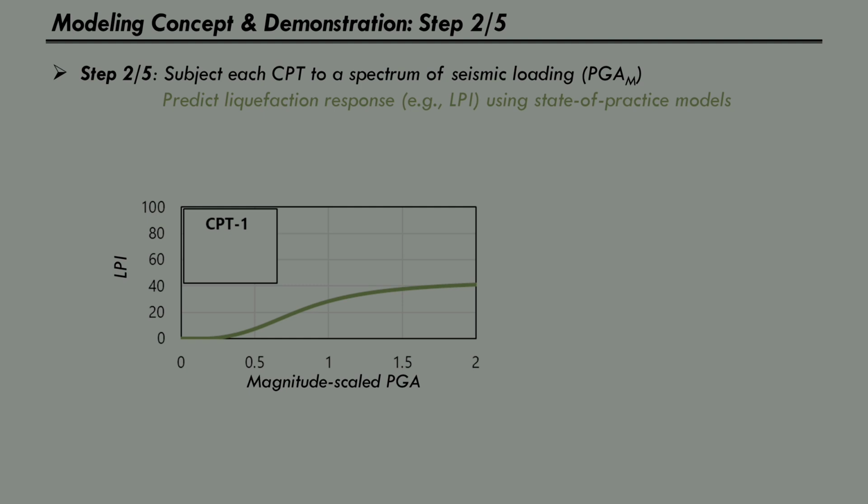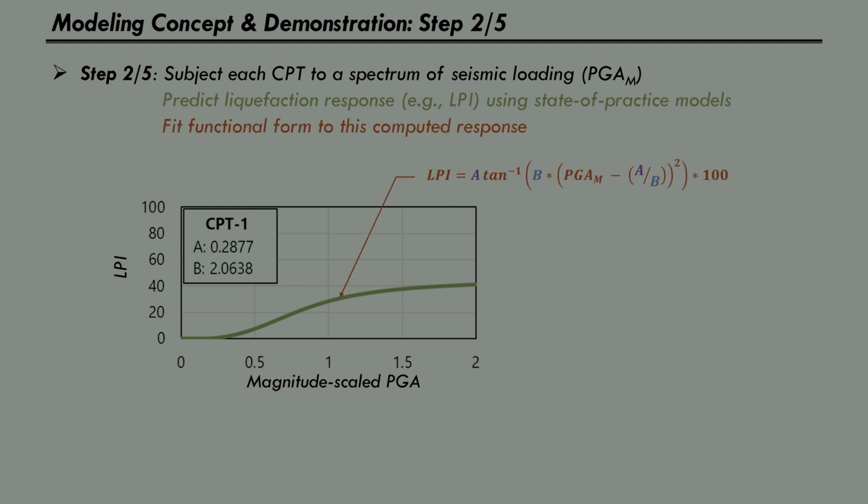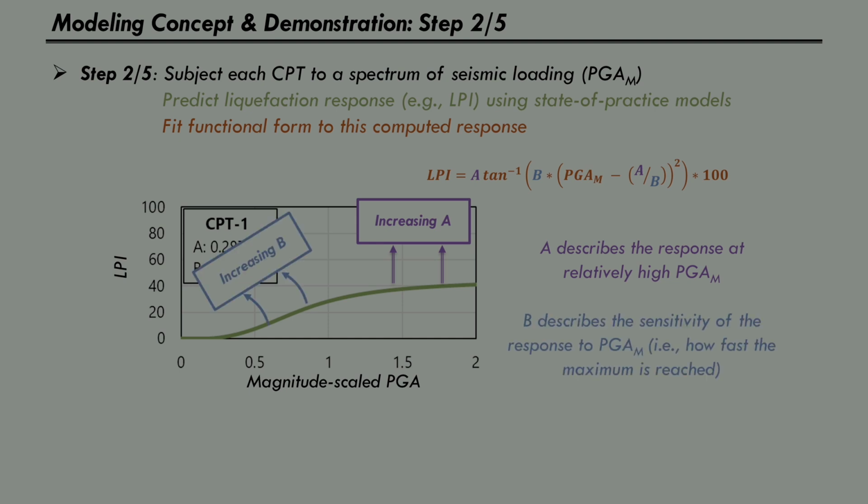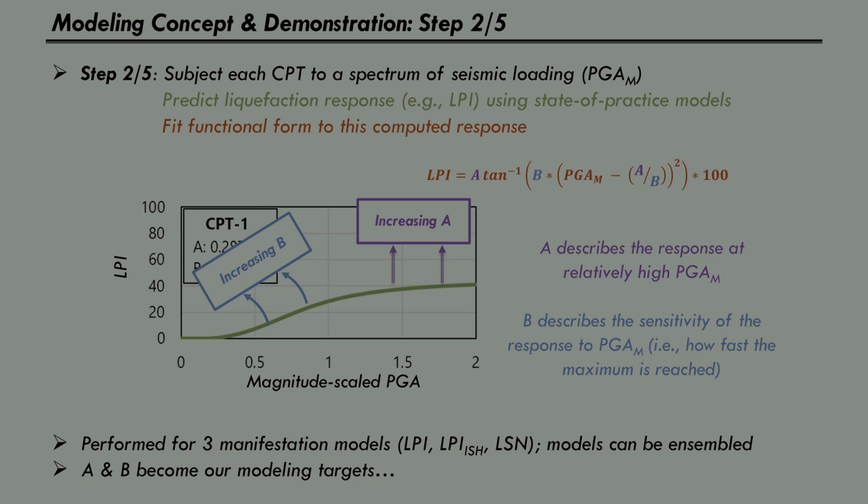And so towards that goal, we fit this curve with a very simple functional form with two fitting parameters. I'll call them A and B. A basically describes the liquefaction response at really high seismic loading, and B describes the sensitivity of that response, how steeply it rises. We have done this for 3 different manifestation models so that we can ensemble or average them in the end. And these A and B parameters become our targets. So this is what we'll try to predict with machine learning.